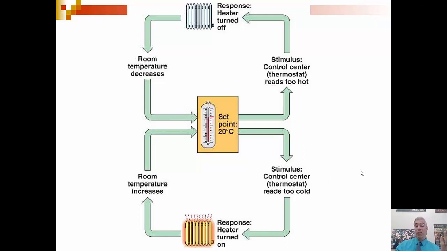There are other examples like blood sugar regulation, where insulin is released when you eat sugar, which brings the blood sugar back down. Glucagon is released when it's too low to bring the blood sugar back up. Calcium is regulated this way. All different types of mechanisms are regulated through negative feedback, and we're going to talk about them throughout the course.